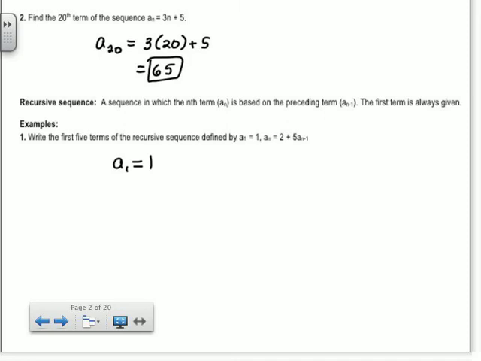Okay, so A1 is 1. Now A sub n is equal to 2 plus 5 times A sub n minus 1. Okay, think about what those different things mean. A sub n, what does that represent? The nth term, right? Okay, so if that's n minus 1, well, that just means that's the term directly before it.